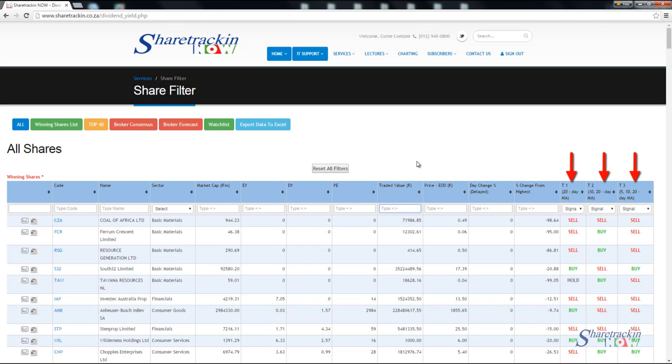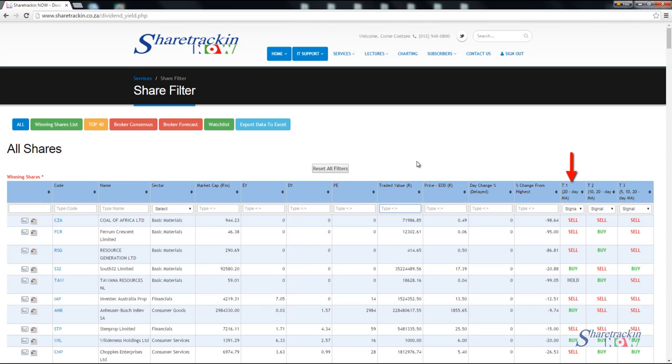Now the T1, T2 and T3 are technical indicators and they are based on a simple moving average. The main idea behind this is to use short-term moving averages to show short-term crossover patterns. So for instance, if we start with T1, the 20-day moving average uses a 20-day simple moving average. If the share price does break through the 20-day moving average, it will show you the buy indication. If it is more than 5% above the 20-day moving average, it will throw you a hold. Otherwise, if the share price breaks negatively through that 20-day moving average, it will show you sell.